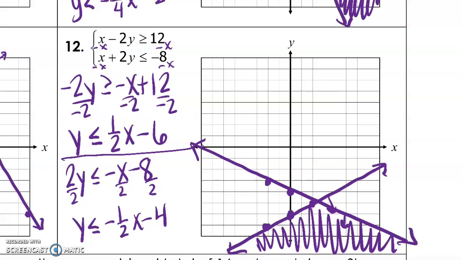We're going to wait on the story problem because there's a set of notes that is just all story problems. So again, you graph each line separately and figure out where they would overlap, and that overlapped area is your solution.